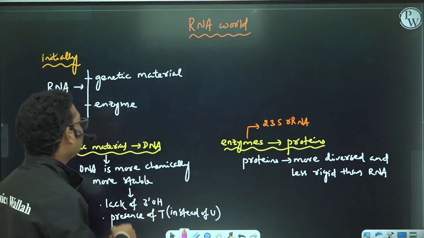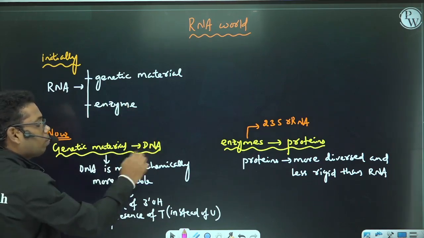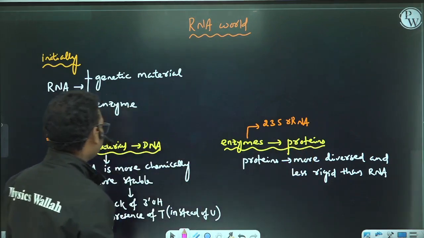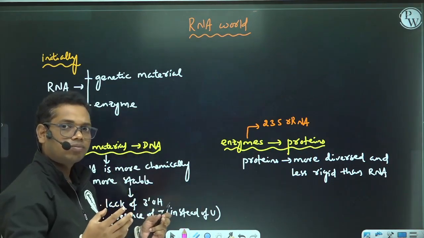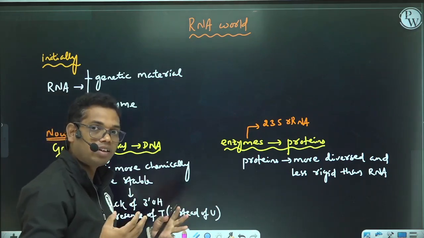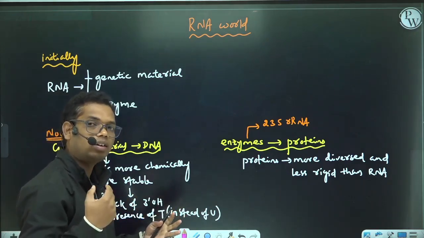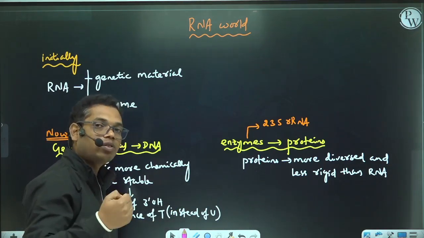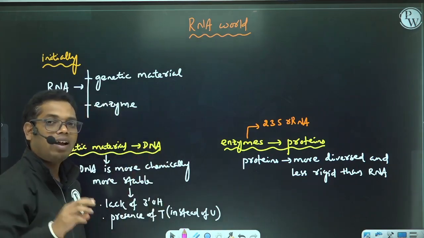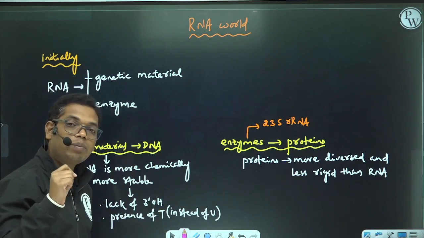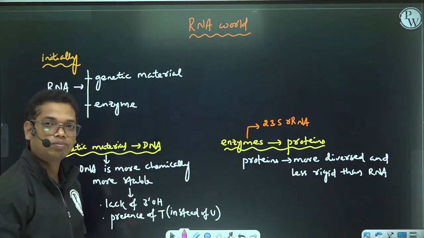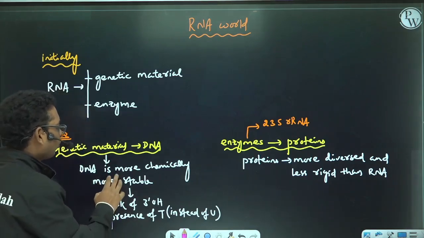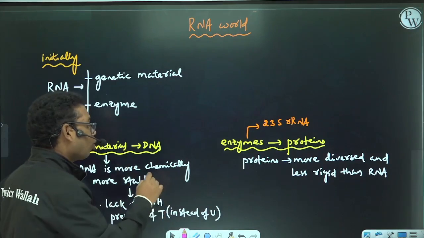But later on, the property of genetic material was shifted to DNA, and the property of enzyme was shifted to protein. Why? Because the criteria which should be satisfied by a molecule to be genetic material are satisfied by DNA. Genetic material should be chemically stable, and it should replicate itself. And if I talk about DNA and RNA, which is chemically more stable, it is the DNA.